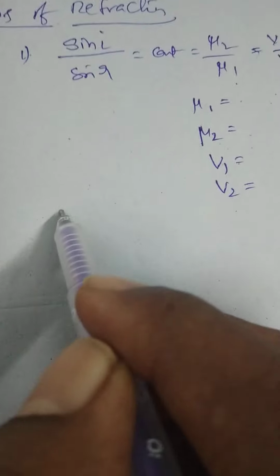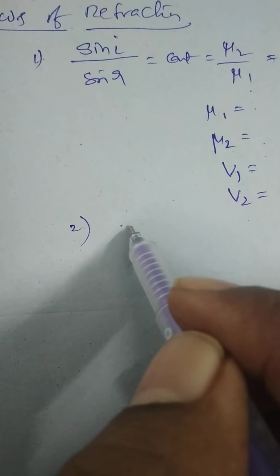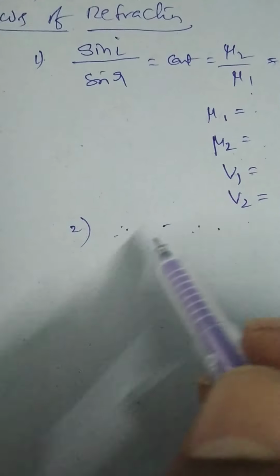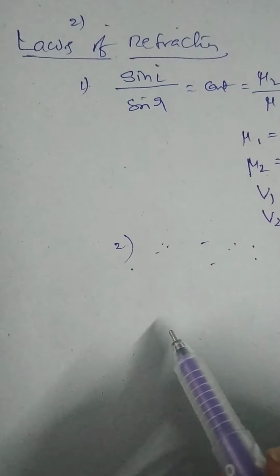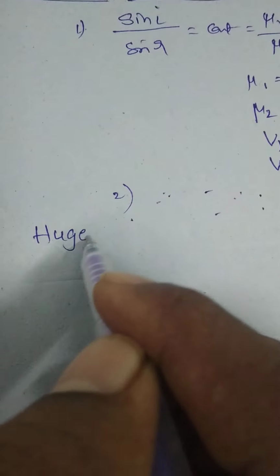So this is the first law of refraction. Second law is incident light ray, normal and refracted light ray all are lying in the same plane. This is called the second law of refraction. Next one, Huygens principle.